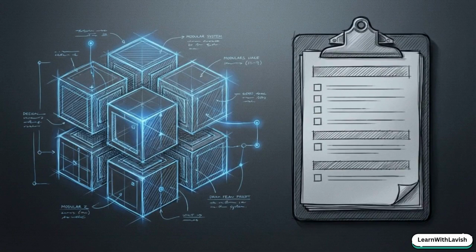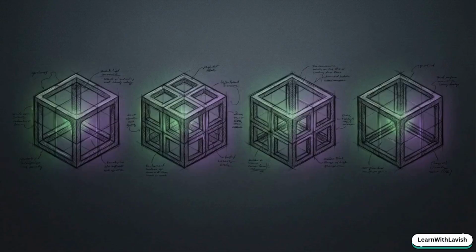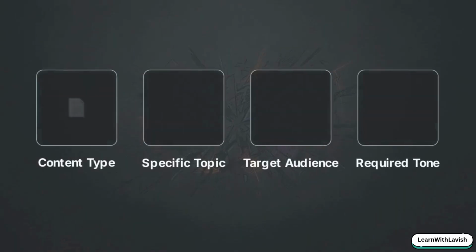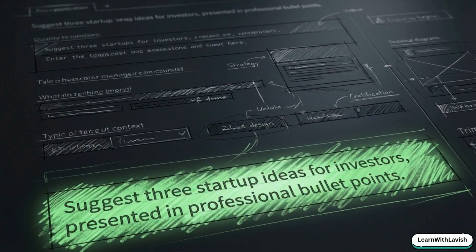Step 3 is specifying the task and format. Now that the AI knows its role and the rules, we have to dictate exactly how it delivers the information. You can use a repeatable formula here. Tell the AI the content type, the specific topic, the target audience, and the required tone. For our prompt, we type, "Suggest 3 startup ideas for investors," presented in professional bullet points.